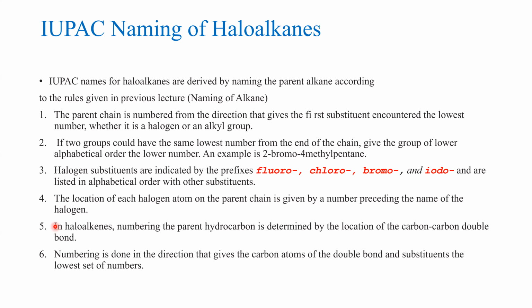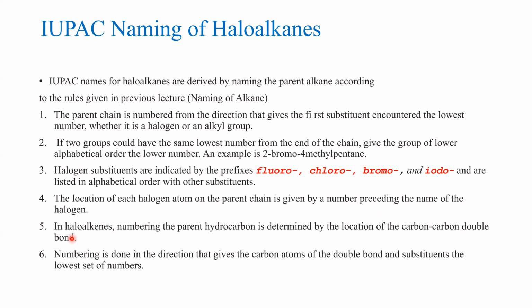Now the fourth point is the location of each halogen atom on the parent chain is given by a number preceding the name of the halogen, right? So we will identify where the halogen group is attached to the carbon, and then we will number that carbon according to the carbon chain, and that number shows the position of the halogen, where it is attached, by the carbon number on the parent chain.